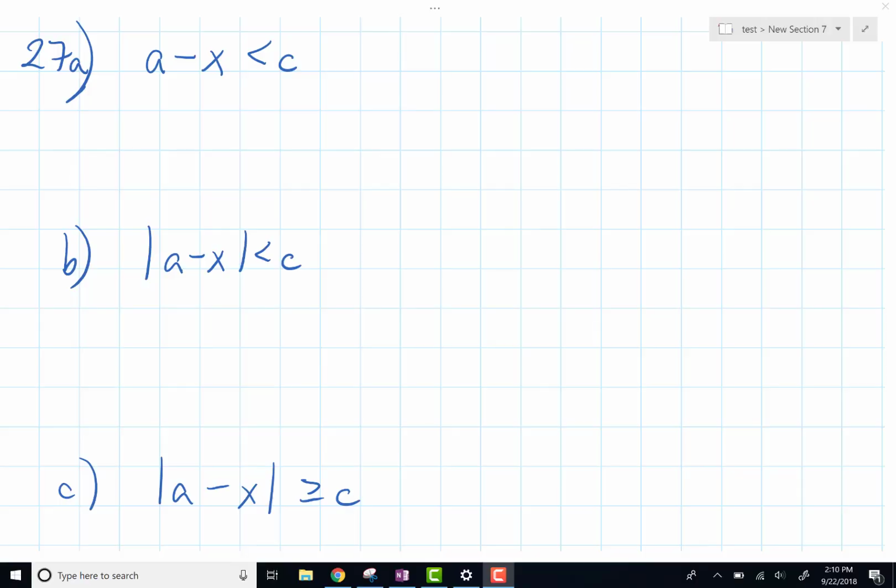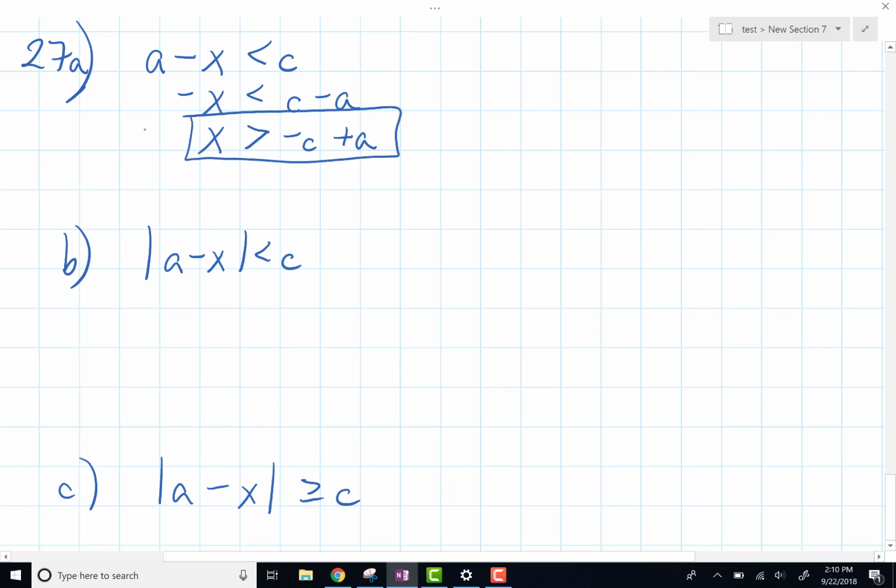Okay, so if I'm reading this problem right as like three separate problems, A, B, and C, part A doesn't have any absolute values, so you just solve like normal, subtract the a from both sides, and then to get the x alone, you got to divide everybody by a -1. When you divide by a negative, the sign's going to flop, and you'll get a nice and positive x, a negative c, and a positive a. And so this is your answer in that form. If you wanted interval notation, I suppose you could say you start at -c plus a, and you keep going until infinity. Check.